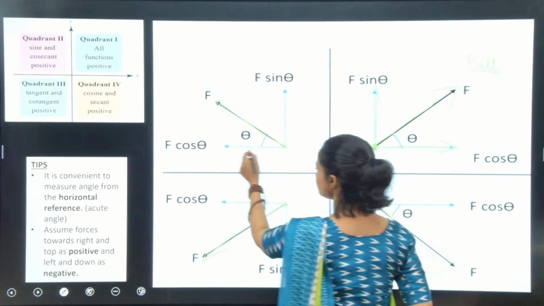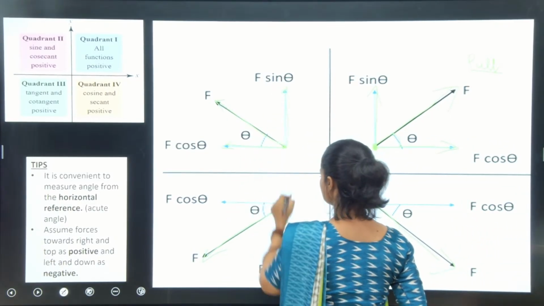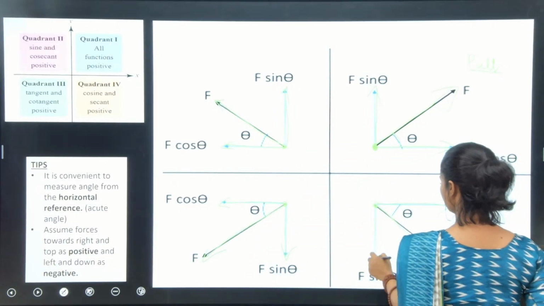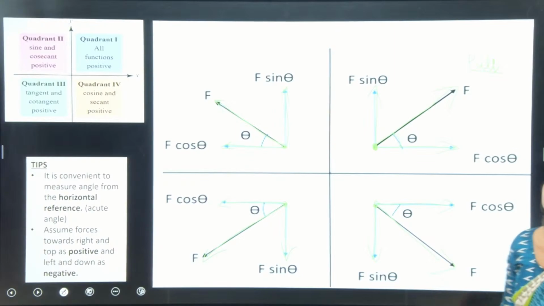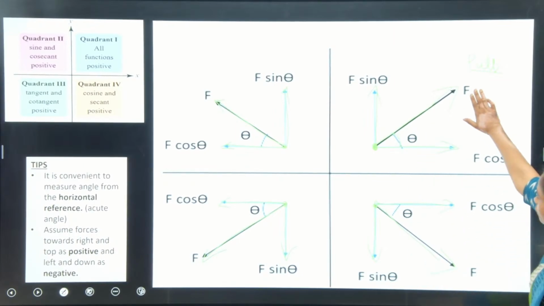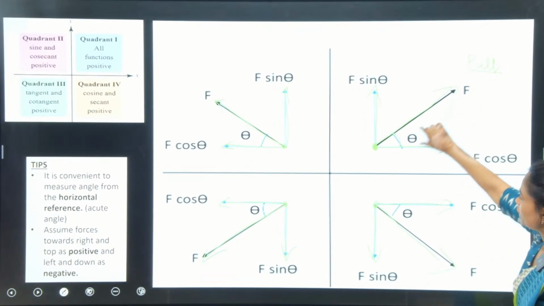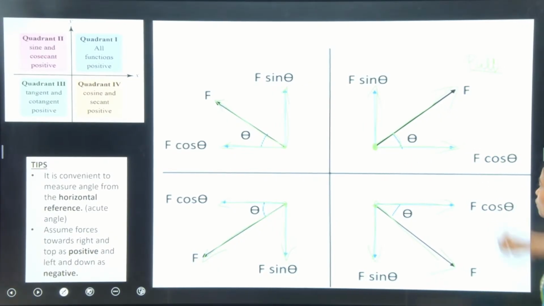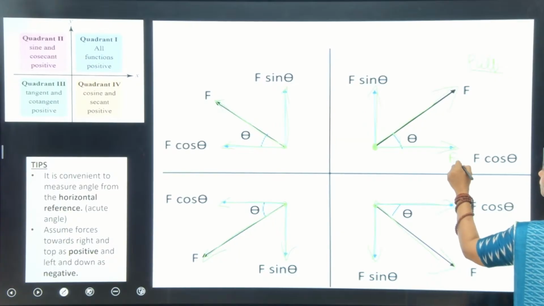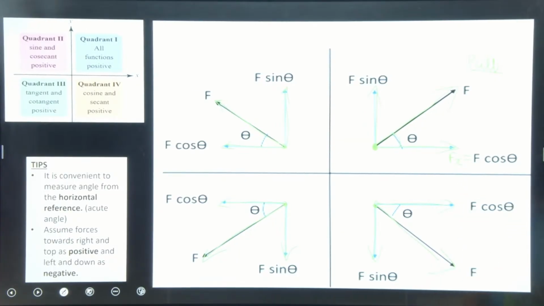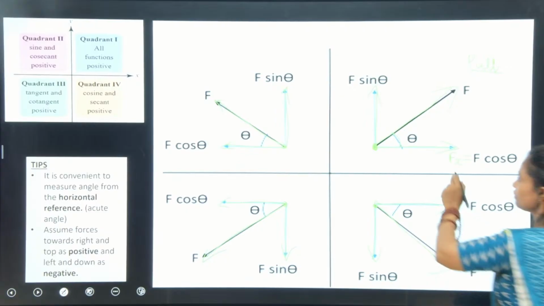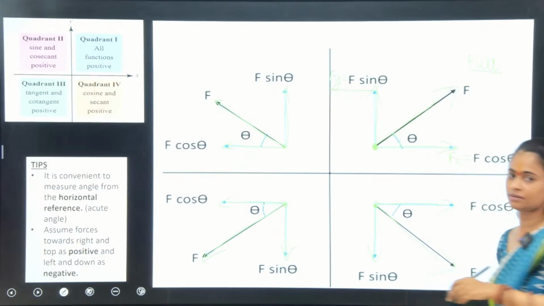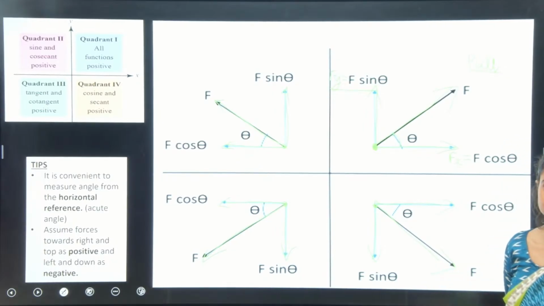You can see in every case the components of the forces will be pull type, going outwards, right? In the first quadrant, I have the force F inclined at theta with the horizontal. So its Fx component would be F cos theta, as discussed earlier, and the y component would be Fy, and that is F sin theta. I think there is no doubt in this.